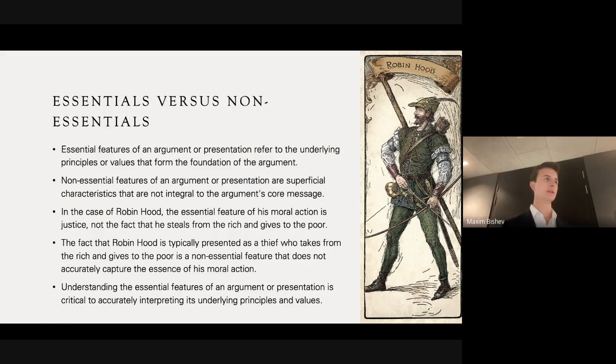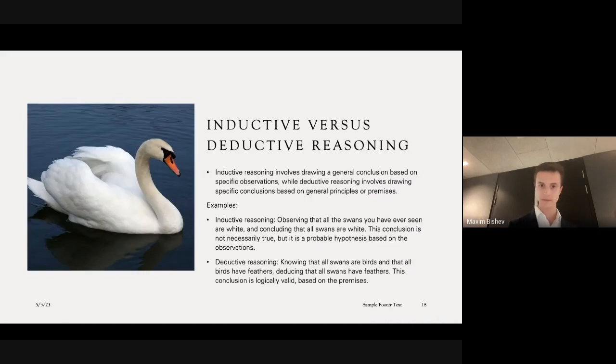So this is really worth knowing. It applies to any argument. It's a shame I just did this before the slide came up, but all right, quickly, inductive versus deductive reasoning.